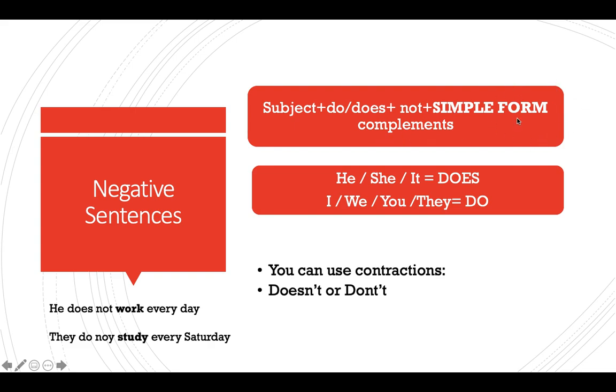What is simple form? You don't need the S in the verb. It's simple, okay? And here we have some examples. He does not work. Notice here you don't need the S because you need the simple form. She does not work every day, or you can use the contraction, she doesn't work every day. They do not study every Saturday, or they don't study every Saturday. Okay, these are the structures for the negative sentence. The most important thing to remember is the simple form of the verb.